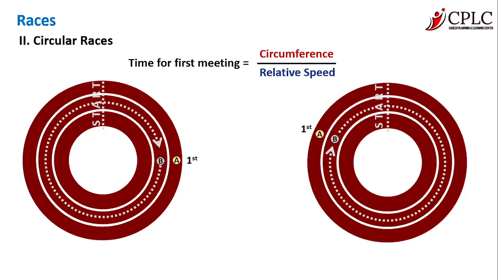Obviously the things will change in the sense that if it is the same direction, we have to subtract the speeds, because relative speed is minus there, and if it is the opposite direction, obviously we are going to add the speeds. So the same thing that we have learned in time speed distance applies here also, and hence they are relatable as concepts.